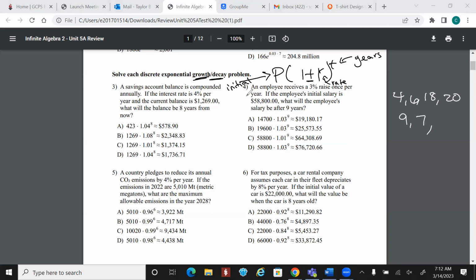Okay, so what was our initial amount? $58,800. Okay, and then we have 1 plus, what was our rate changed to a decimal? We have 3%, so we want to change that to a decimal. So we're going to move that decimal place over 2 times. What is that going to be? 0.03. And then we're going to raise that to the 9th power. So looking at our options, which one of these set it up the exact same way we have?